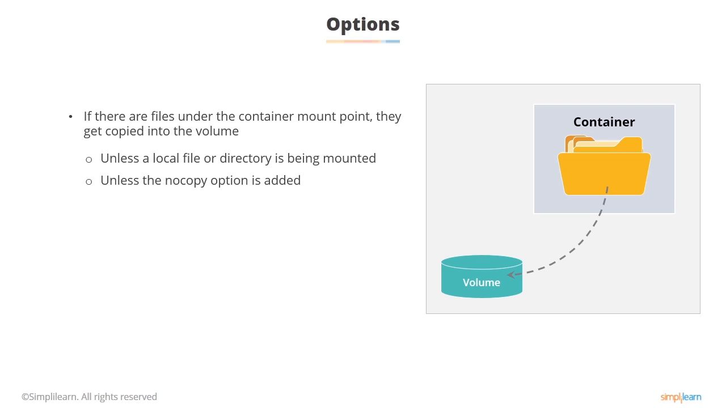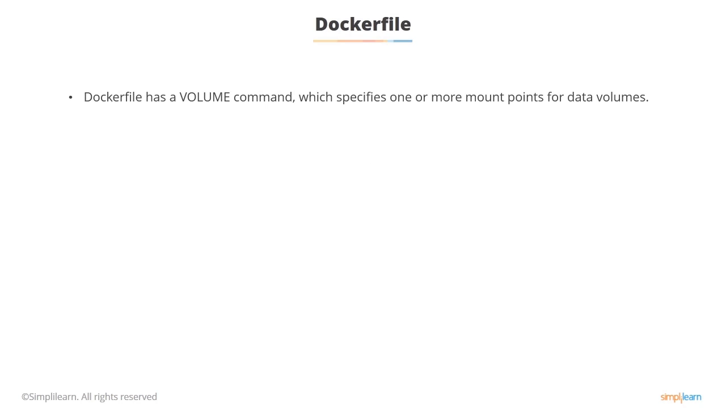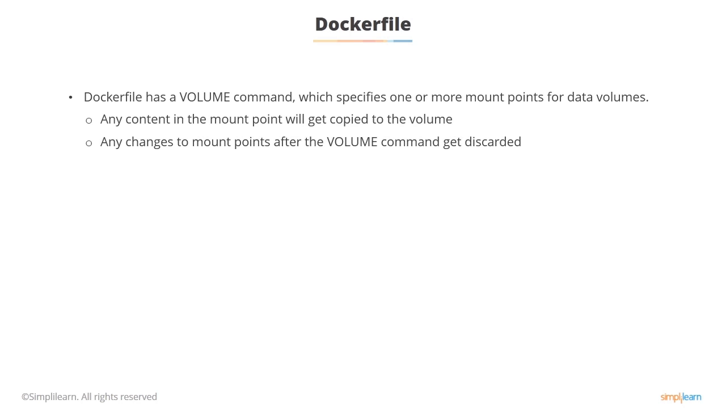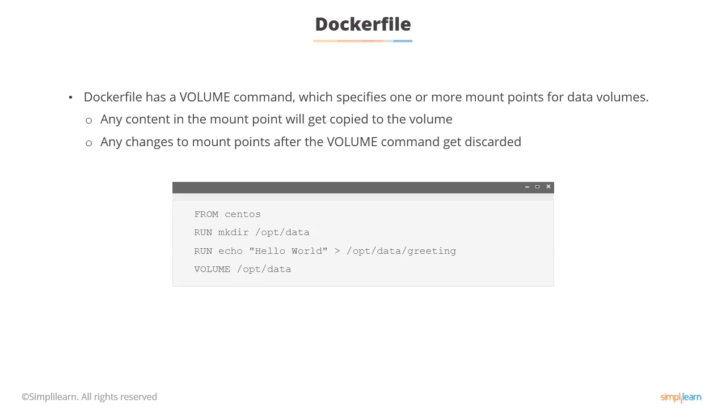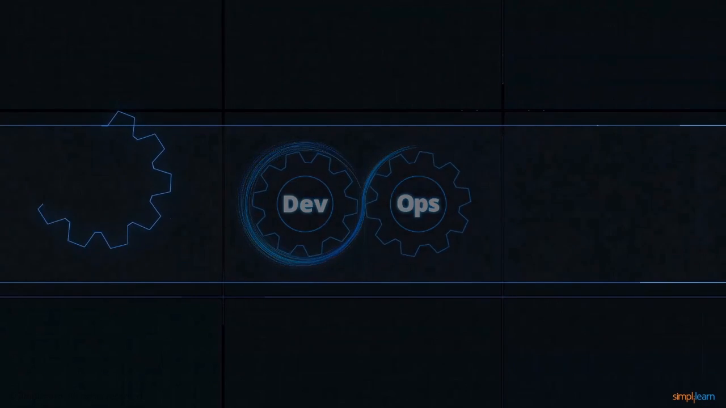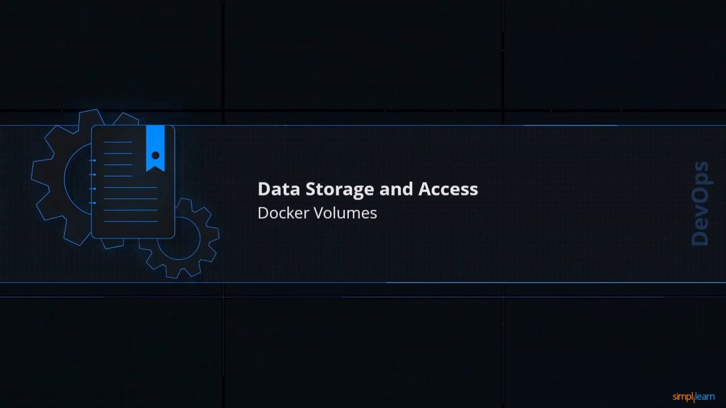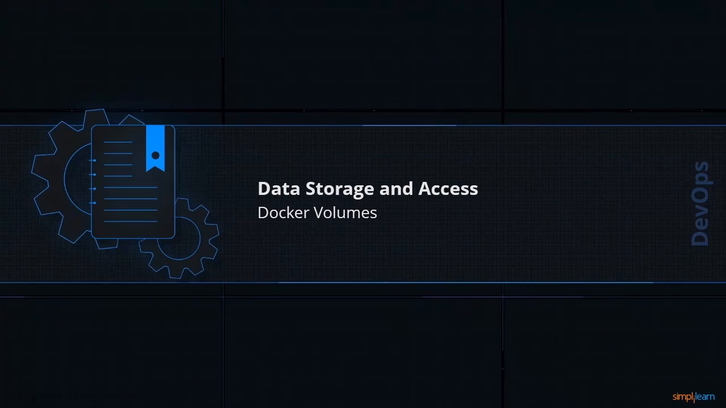When you're creating images, the Dockerfile has a VOLUME command which specifies mount points, and if any content is in those mount points, it will get copied into the volume when you start the container up. So that's just showing you how that works. You put the stuff in the file, and when you run the command, it will actually populate the data volume. Now that we have introduced the concept of persistent Docker data volumes, Randy will demonstrate how to use them.